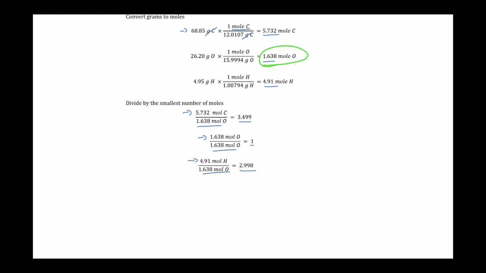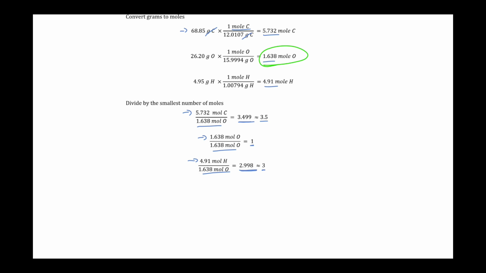Now I'm looking for whole numbers. Well, obviously, my 1 for oxygen is exact. That's not a problem. My 2.998, that's just about 3. We'll call that 3. But I do have a problem up here with my carbon, 3.499. That's not going to round to a whole number. That actually rounds to about 3.5.